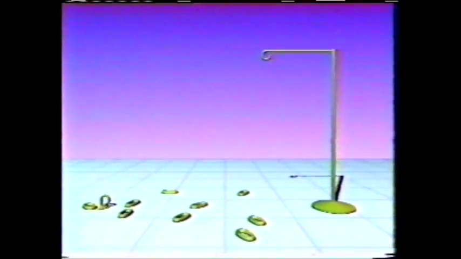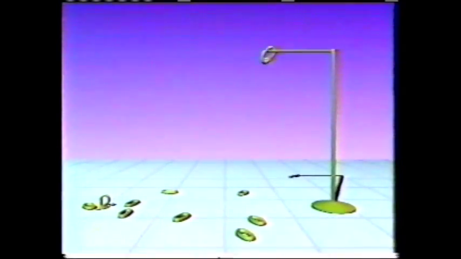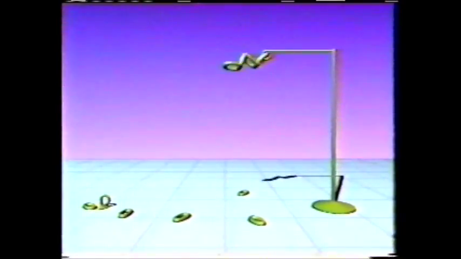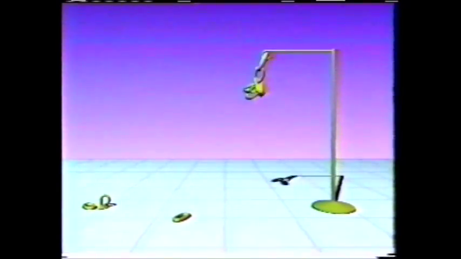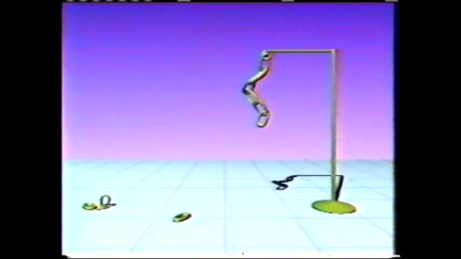Here we make a much more lively chain. We add springy forces between the links to get the energetic behavior. We also specify the timing for the links to jump up and attach themselves to the chain.